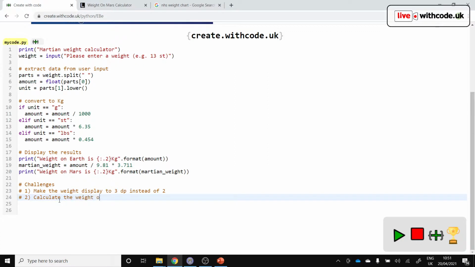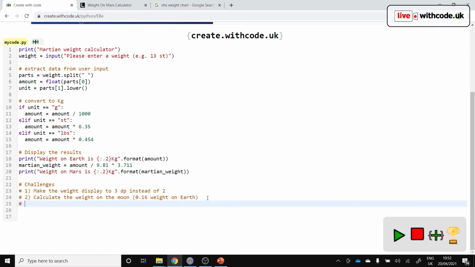You can calculate the weight on the moon. So that's going to be 0.16 of the weight on Earth. So as well as calculating the weight on Mars, you can multiply by 0.16 on here.